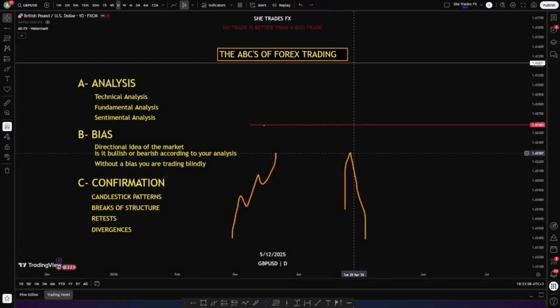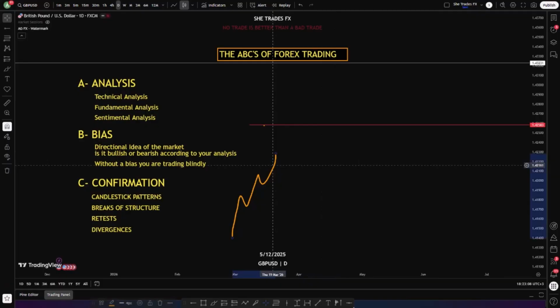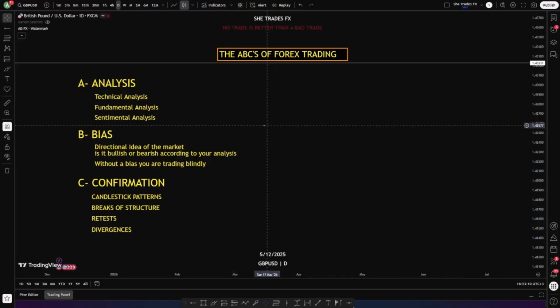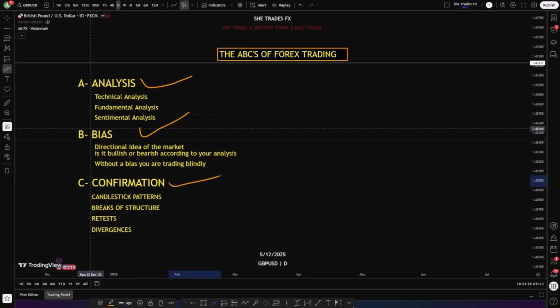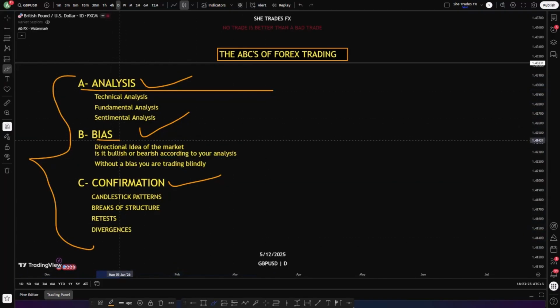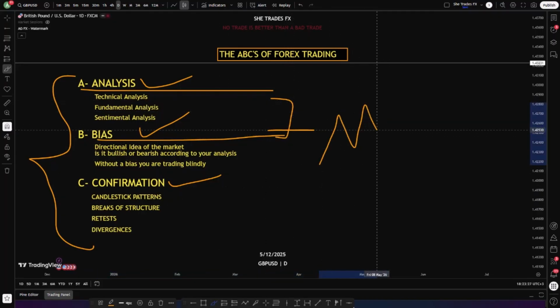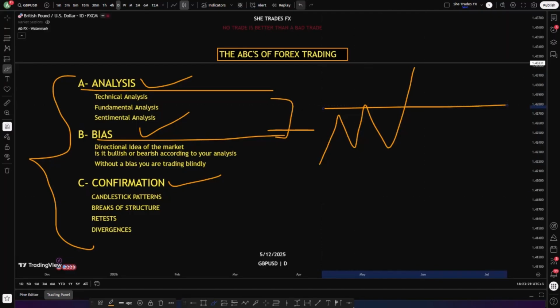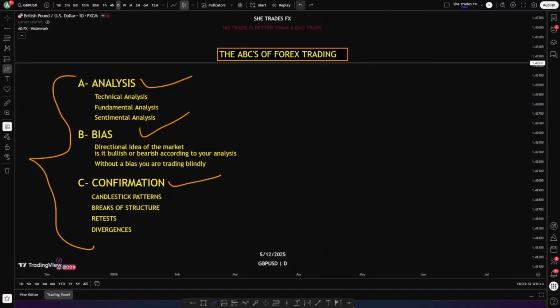Now, remember, all these things work hand in hand together. Not to say that one is better than the other. Okay. So once you know, I have this check, I have this check, I have this check, they all work hand in hand together. You can have analysis, you can have bias, but if you don't have confirmation and you don't wait for confirmation, price can pass through you. So it's important to make sure you have all of these.